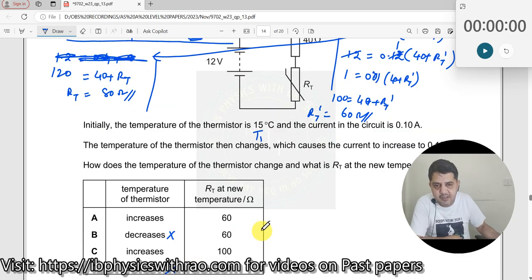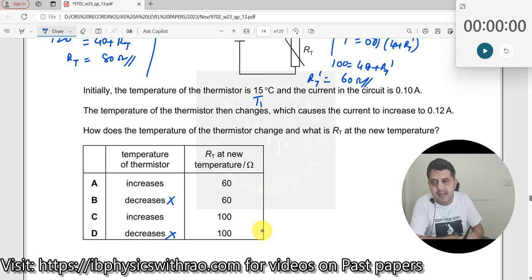So RT at the new temperature is 60 ohm, and earlier it was 80. This was not required anyway, so we need only this one. So this is the right answer. Answer A is the right answer.